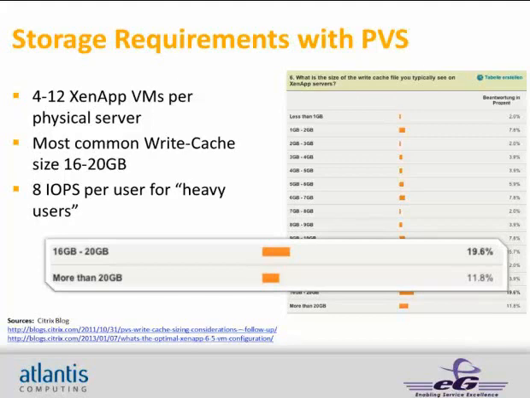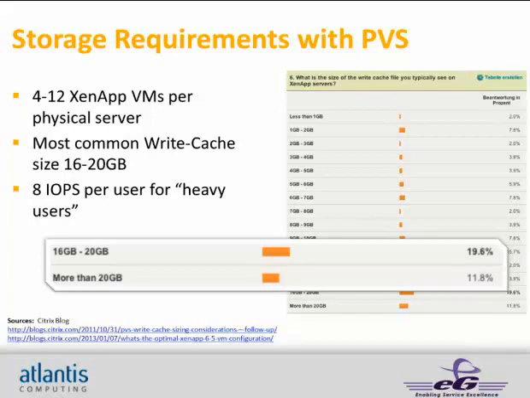You're also going to be sizing, depending on the amount of RAM and the CPU that you have on your host, for between 4 to 12 XenApp instances on each of your hosts. And each of those XenApp instances is going to require between 16 to 20 gigabytes of storage space for the write cache.